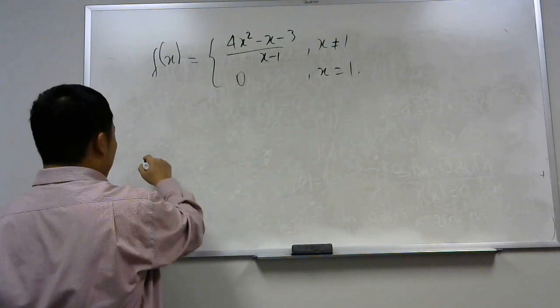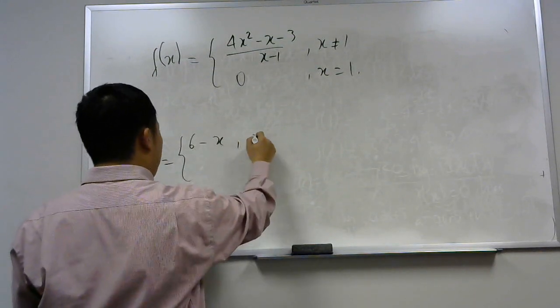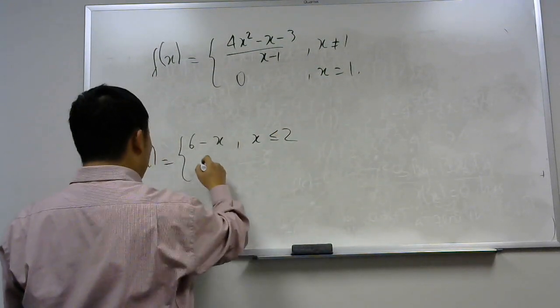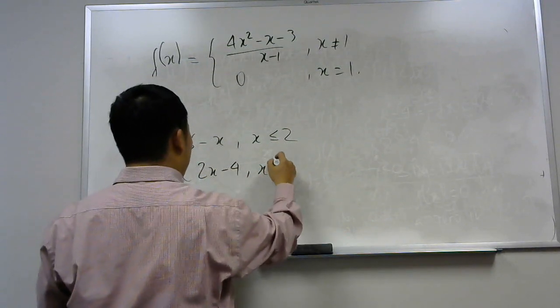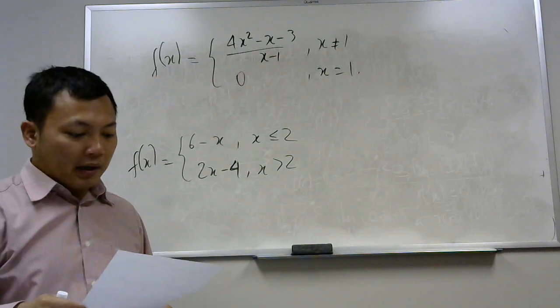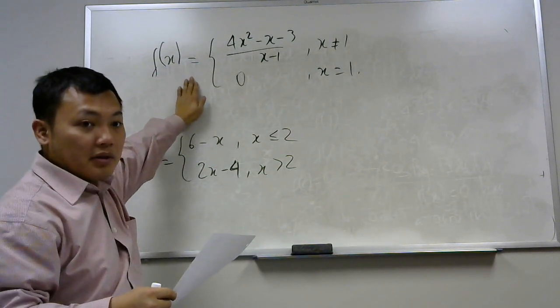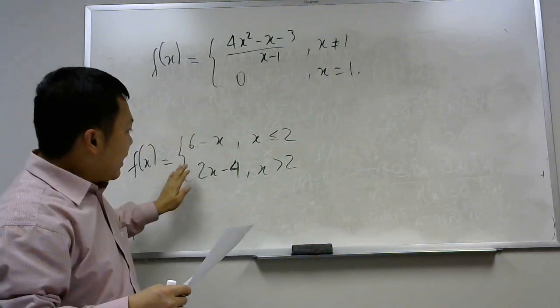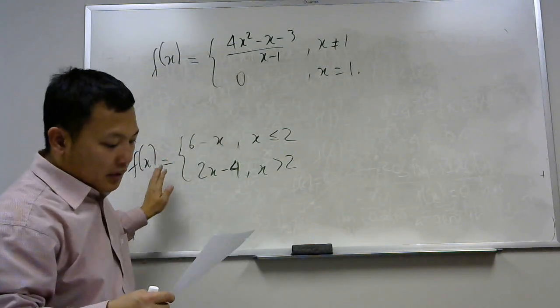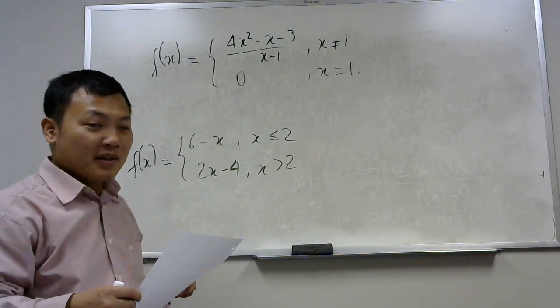Another function is f of x equal to 6 minus x, x less than 2, and then 2x minus 4, x greater than or equal to 2. Alright, so in this problem, we need to describe all intervals where the function is continuous. And in this problem, also describe all intervals on which the function is continuous.